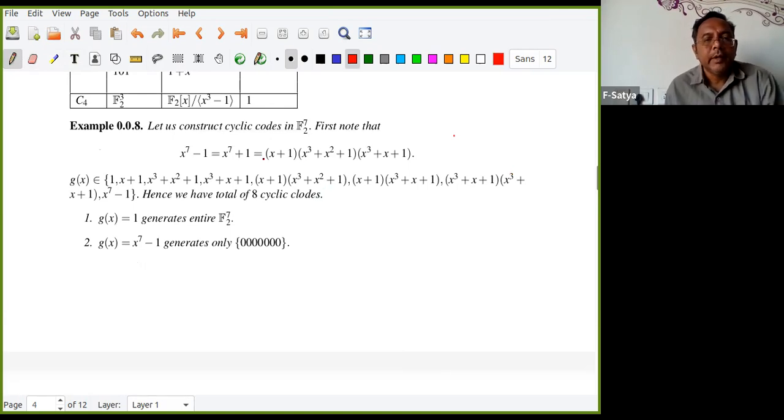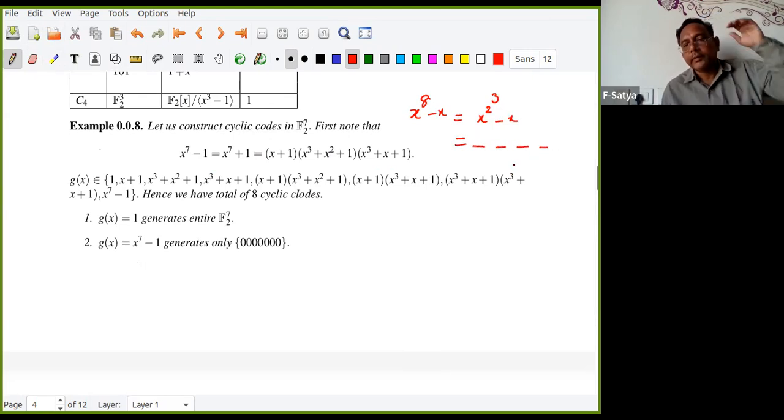I am recalling that. X power 7 minus 1 is the same as x power 7 plus 1. So it is equal to like this. You remember this? So I take x power 8 minus x, right? So x power 8 minus x is actually what? It is x power 2 power 3 minus x, right? Of course, you know that. Now, do you know it is a product of which polynomials? You remember that? It is a product of irreducible polynomials of degree... I did something like that in the previous class.